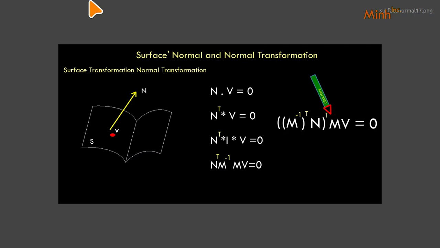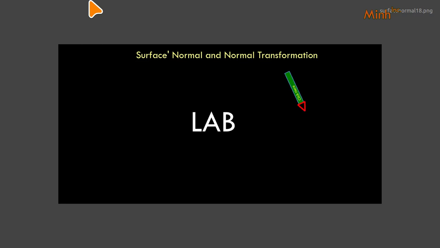If we transform the surface by M, then we have to transform the normal by the inverse and transpose of the matrix. If we don't do that, then they will get misaligned. So that is the idea, which we have seen.